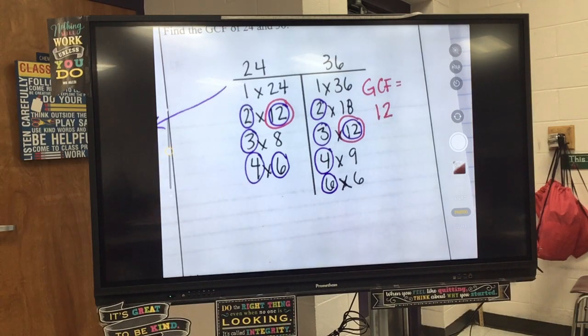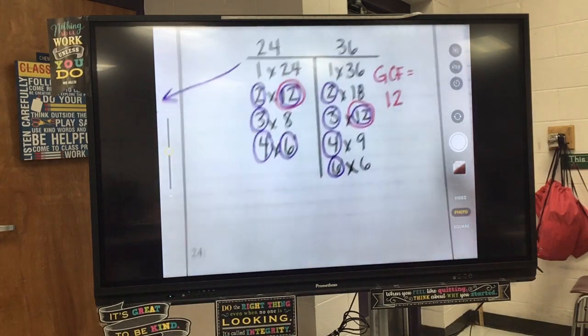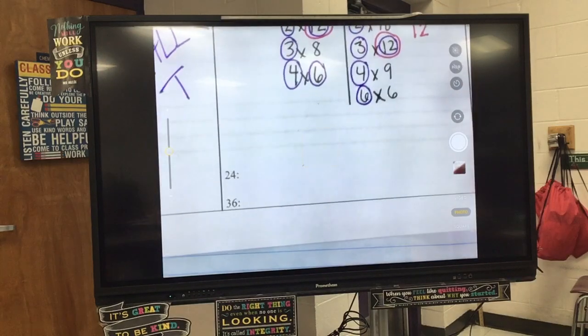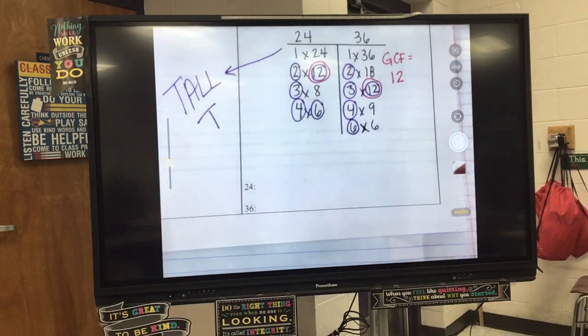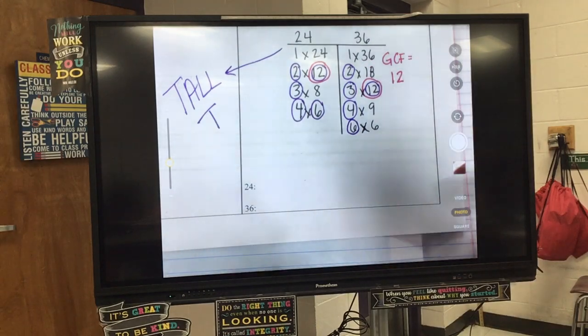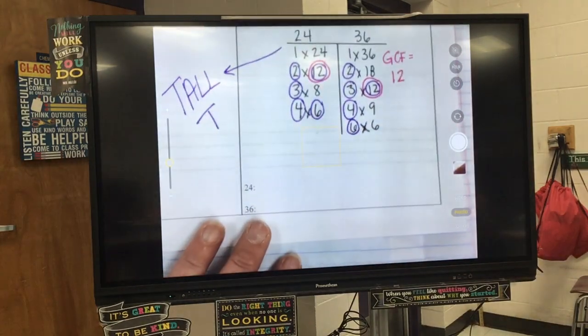Okay. Questions? All right, so that is the tall T. Now, the factor rainbow takes a great deal of ability for spatial awareness, which I don't have very much, just being honest. You have to be extremely neat, and you have to know your factors very well. So this is going to be a little bit easier because we already have our factors here.